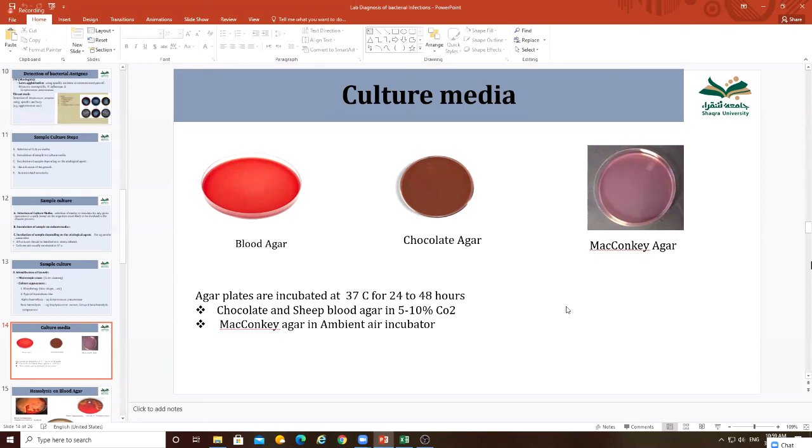No. We have a set of culture media. For example, mostly in the hospitals we use blood agar and chocolate agar, blood agar and MacConkey agar. But if we take a CSF sample, we put three: blood, chocolate, and MacConkey. So we put a set of culture media. The same sample we put on the blood agar, same sample on chocolate, same sample on MacConkey.